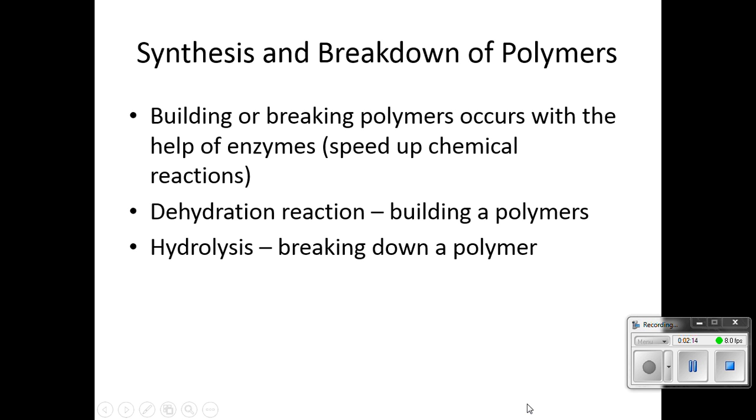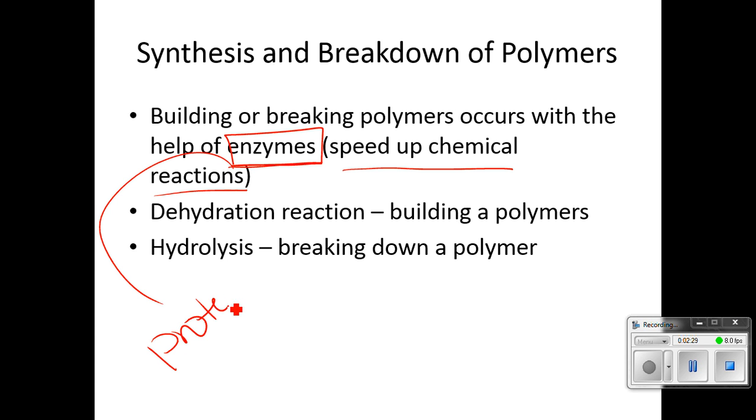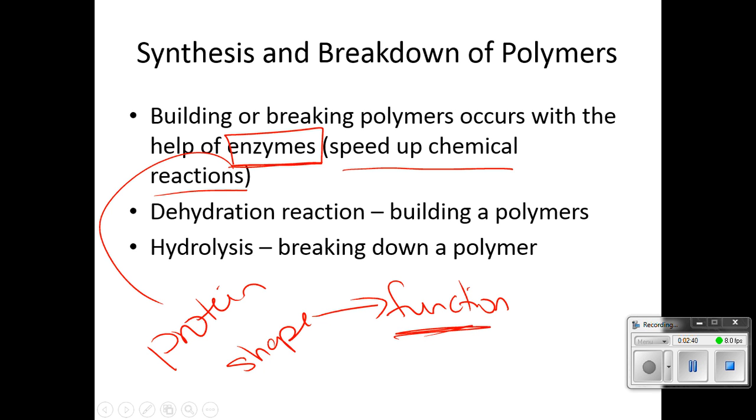Synthesis and breakdown of polymers. So building or breaking polymers occurs with the help of enzymes. Remember we've already talked about these: enzymes speed up a chemical reaction. They are an example of a protein, and they are an example of how shape is really important to function. Because if the shape of the enzyme is not correct, it's not going to perform its function. For example, people that either lack the lactase enzyme or the lactase enzyme is warped or not correctly shaped, they will not be able to break down milk sugars. And we have more on enzymes later where we do a lab with them.